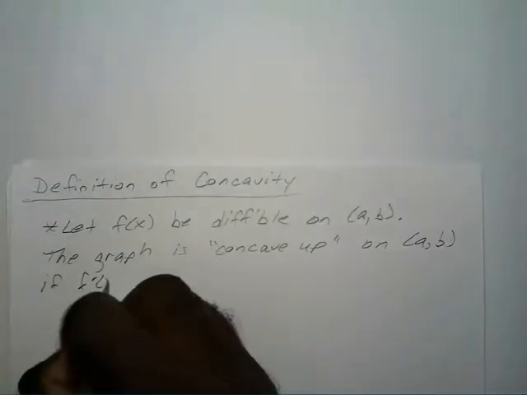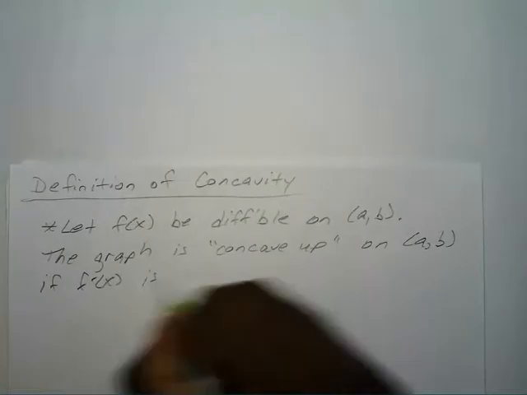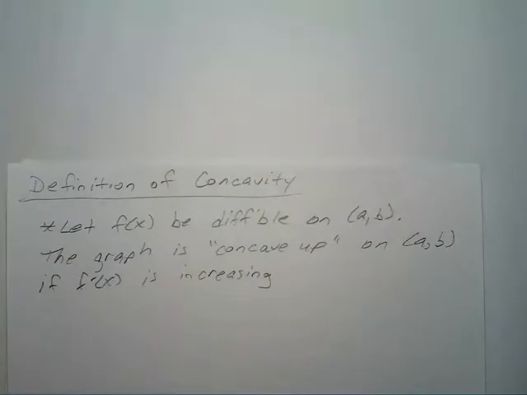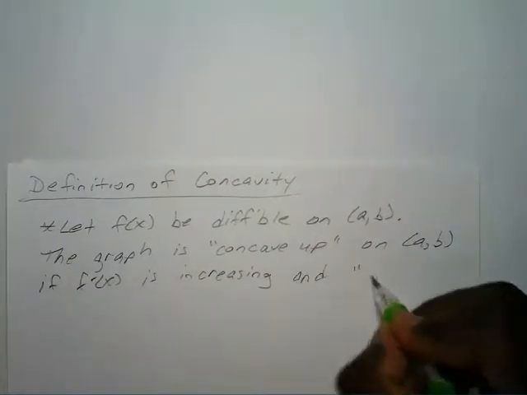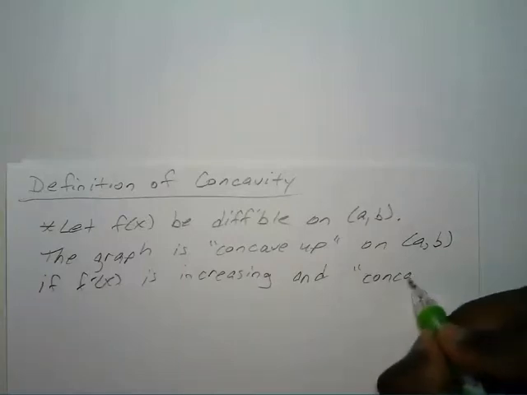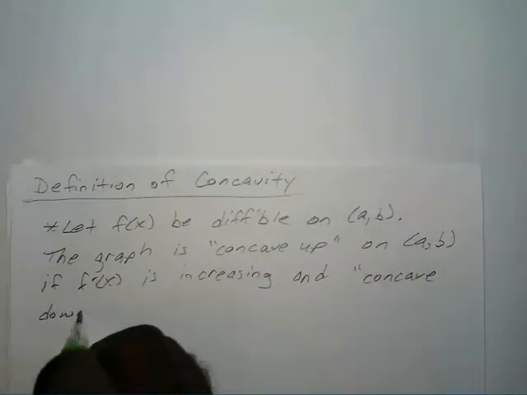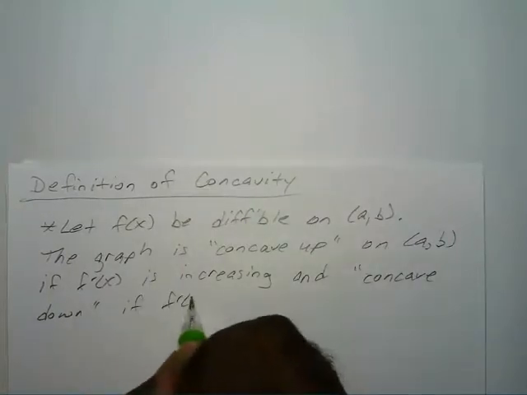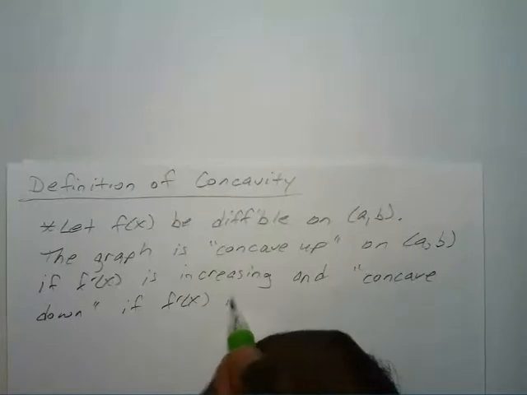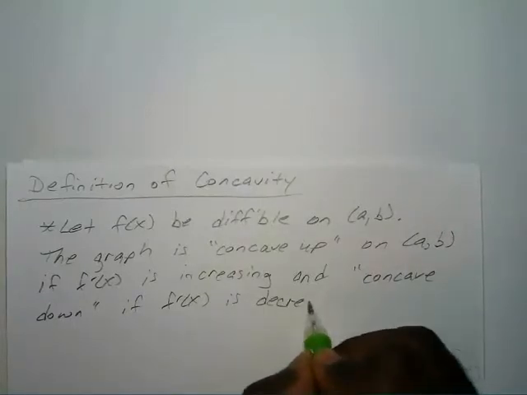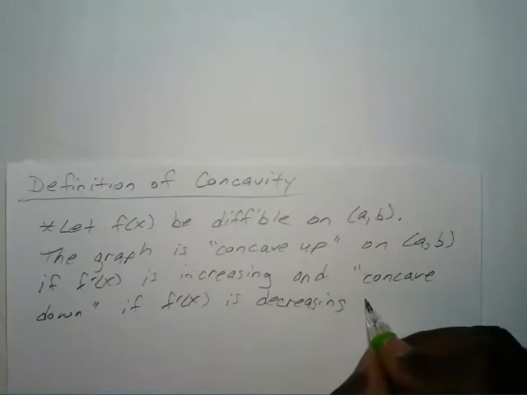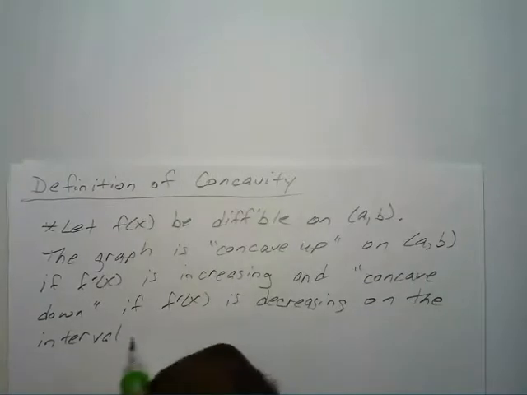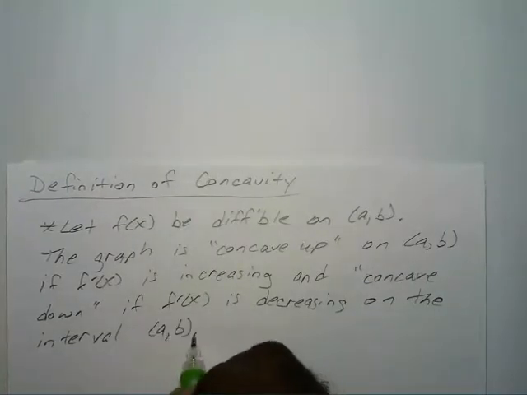if f prime of x is increasing, and concave down if f prime of x is decreasing, on the interval from x equals a to x equals b.